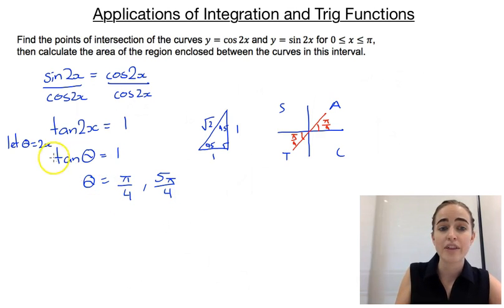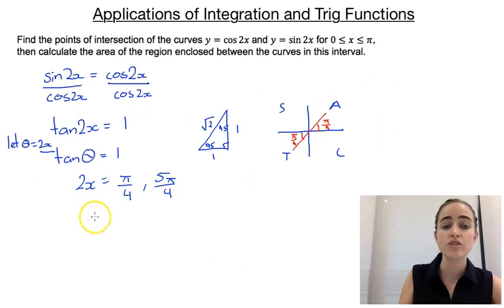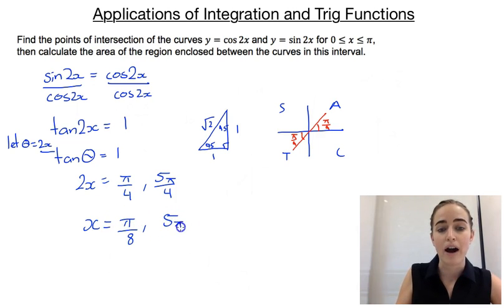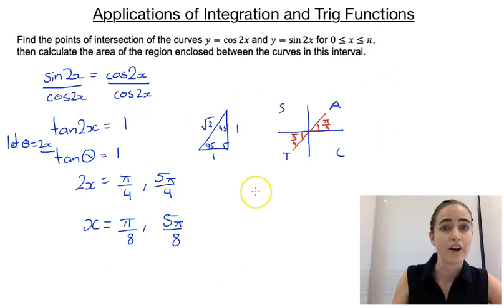But we didn't have theta to begin with, we had 2x. So we're going to replace that theta with a 2x, and then we have to continue solving for x. So that means that x is going to equal pi on 8 or 5 pi on 8. So these are the x coordinates of our points of intersection. We just need to double check that these two x coordinates do lie within our domain between 0 and pi, which they do, so we're okay there, but you always need to double check.